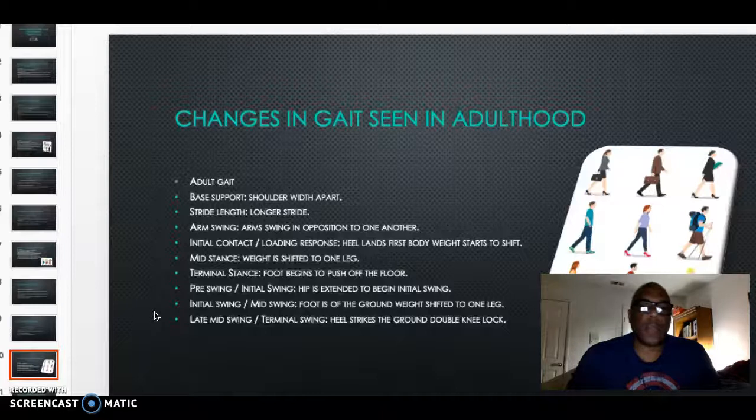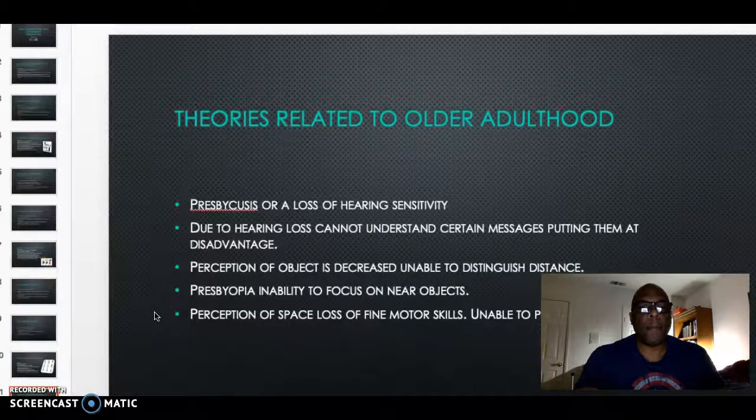Pre-swing and initial swing: the hip is extended to begin the initial swing. Initial swing and mid-swing: the foot is off the ground and weight is shifted to one leg. And in the late mid-swing and terminal swing, the heel strikes again, completing the cycle with the double knee lock.